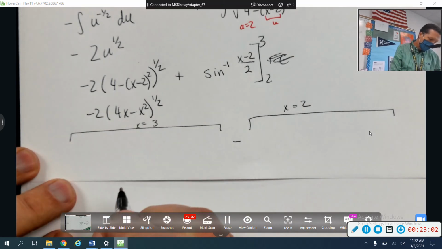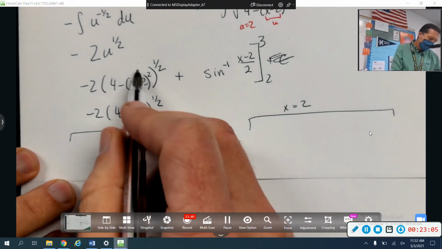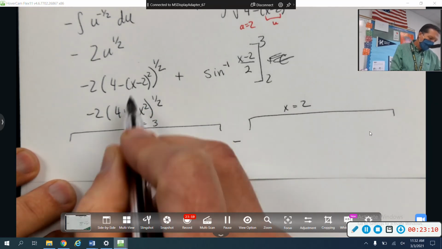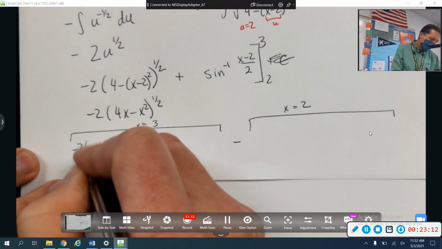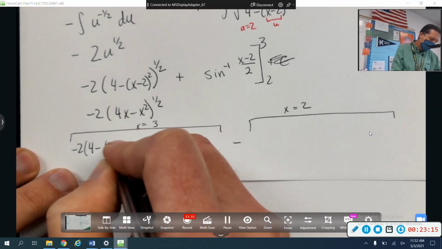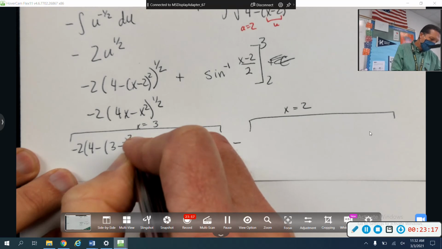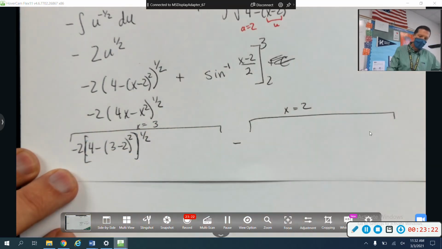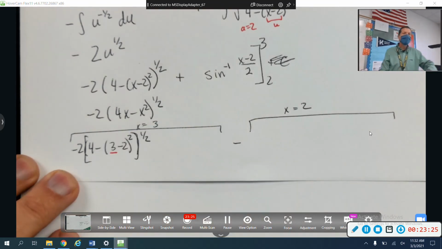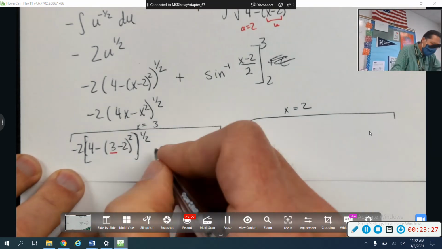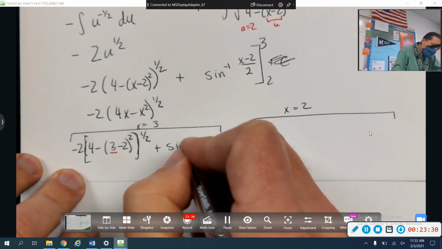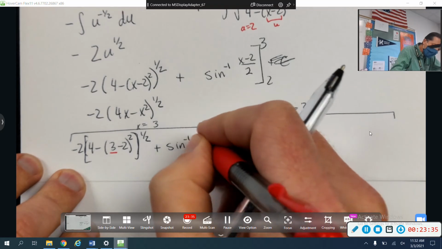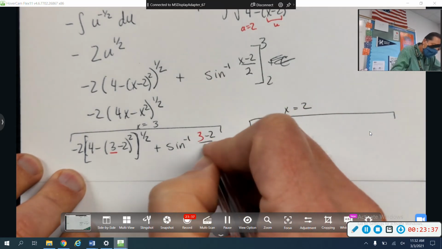All right. Which formulation of this thing do I want to use? I don't guess it matters. I think I'm going to use the first one. So negative 2, 4 minus 3 minus 2 squared to the 1/2. There's the 3 that I plugged in. Plus inverse sine of 3 minus 2 over 2.